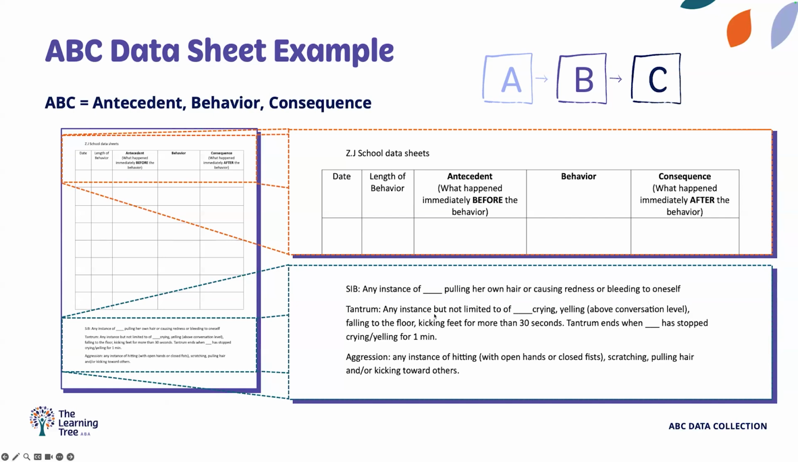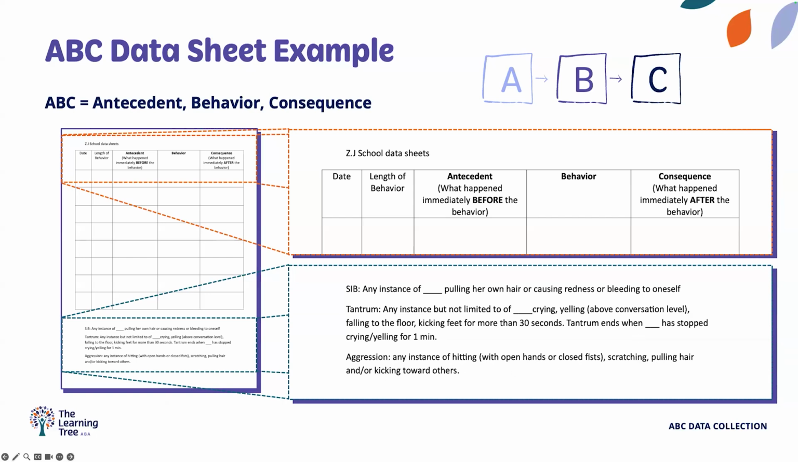Tantrum: any instance, but not limited to, crying, yelling, so that's above conversational level, falling to the floor, kicking feet for more than 30 seconds, and the tantrum ends when they have stopped crying or yelling for a minute. So this one has that clear onset and offset. They're kicking for more than 30 seconds and it ends when they have stopped for a minute.